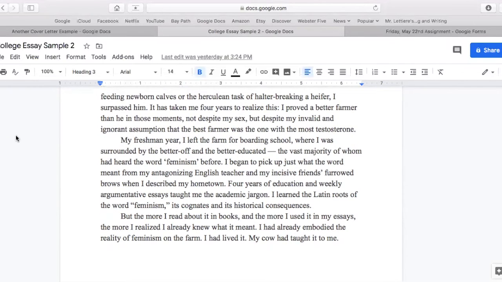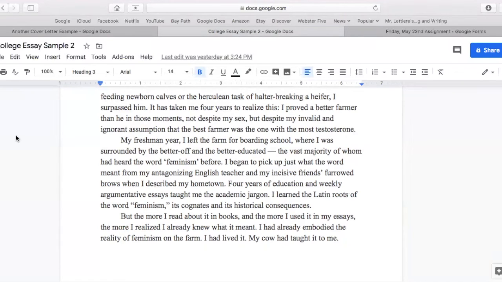My freshman year, I left the farm for boarding school, where I was surrounded by the better off and the better educated, the vast majority of whom had heard the word feminism before. I began to pick up just what the word meant from my antagonizing English teacher and my incisive friends' furrowed brows when I described my hometown. 4 years of education and weekly argumentative essays taught me the academic jargon. I learned the Latin roots of the word feminism, its cognates, and its historical consequences.